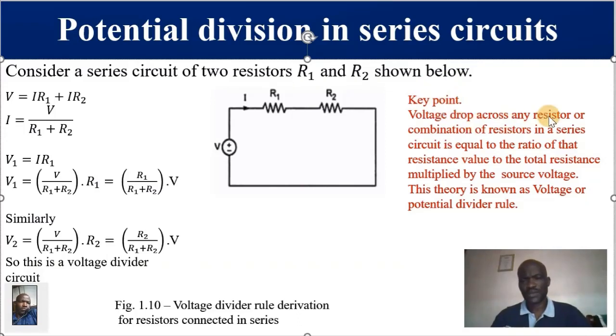The voltage drop across any resistor or a combination of resistors in a series circuit, how do you find it? It is equal to the ratio of that resistance value, R1 or R2 in this case, to the total resistance, which is R1 plus R2, multiplied by the source voltage. And as I said, this is the voltage or potential divider rule.